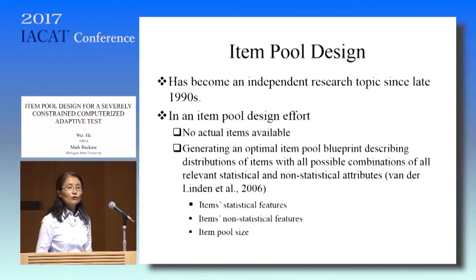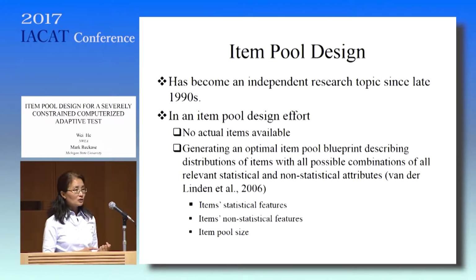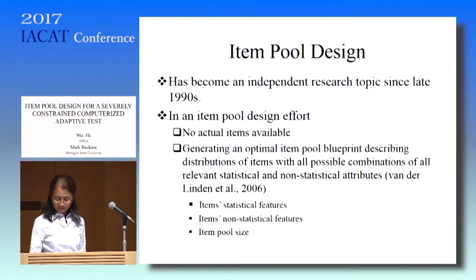So in general, three key elements need to be focused on in an item pool design effort. The first is to identify the item's optimal statistical features. The second is the item's non-statistical features, as well as the item pool size.